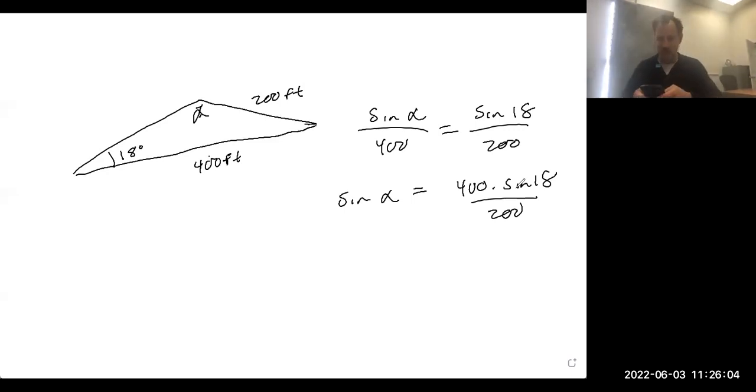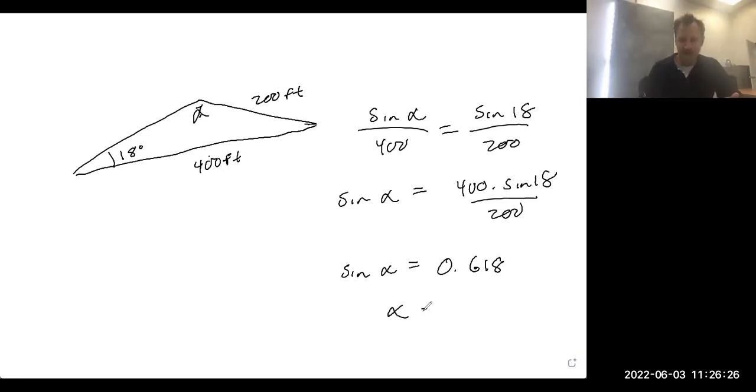Okay, so 400 times sine 18 divided by 200 is equal to 0.61. I'm going to keep a couple decimals here, so I'm going to go 0.618. And now I'm in a position where I can solve for alpha, because alpha is going to be the inverse sine of that. Now, I typically use the answer button if I can on my calculator because it really keeps me from having to round as I'm going here. But rounding or not, you're probably going to get something close to 38.2 degrees.